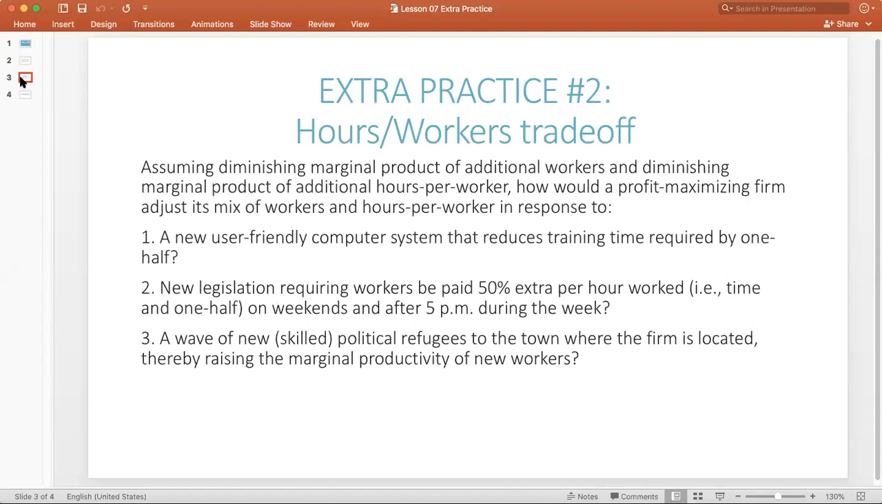So number 2, the hours workers trade-off. Assuming diminishing marginal product of additional workers and diminishing marginal product of additional hours per worker, how would a profit maximizing firm adjust its mix of workers and hours per worker in response to a new user-friendly computer system that reduces training time required by 1/2?